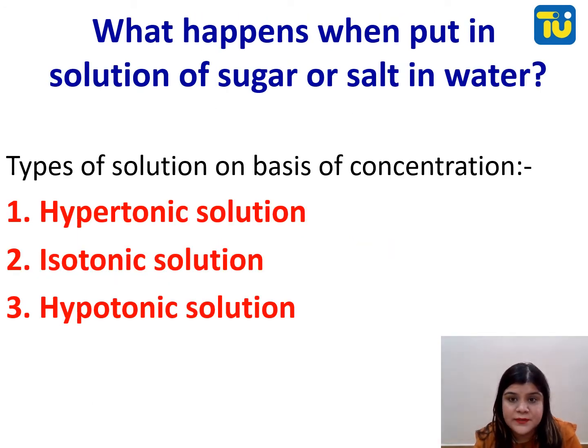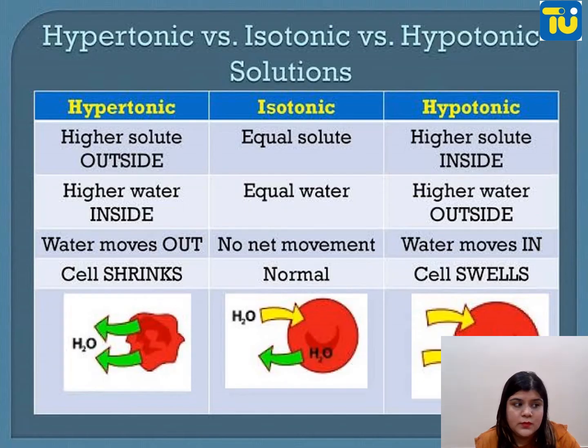So what happens when we put a solution of sugar or salt in water? So, types of solution on the basis of concentration. It is hypertonic, isotonic and hypotonic solution. So this is hypertonic, isotonic and hypotonic solution. It's a kind of tabular form which is given in front of you. First we have hypertonic, then isotonic, then hypotonic.